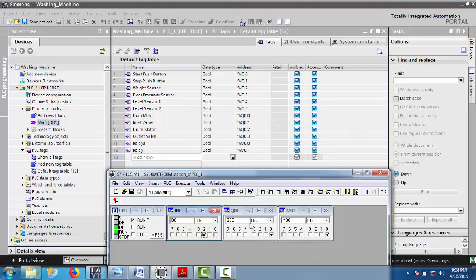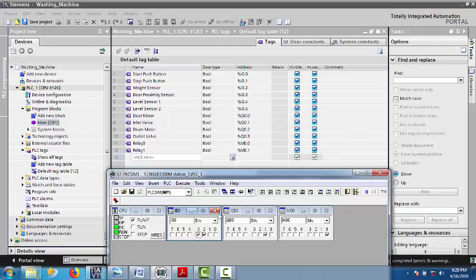see, 0 starts. Q 0.0. Q 0.0 is door motor. How long will the door motor work? Till the door proximity sensor is sensed. Door proximity sensor is I 0.3. As soon as I turn the door proximity sensor on, the door motor will stop and the inlet valve will open and the water will start coming in. See, 0 stop and 1 turned on. The door motor stopped and the inlet valve turned on.